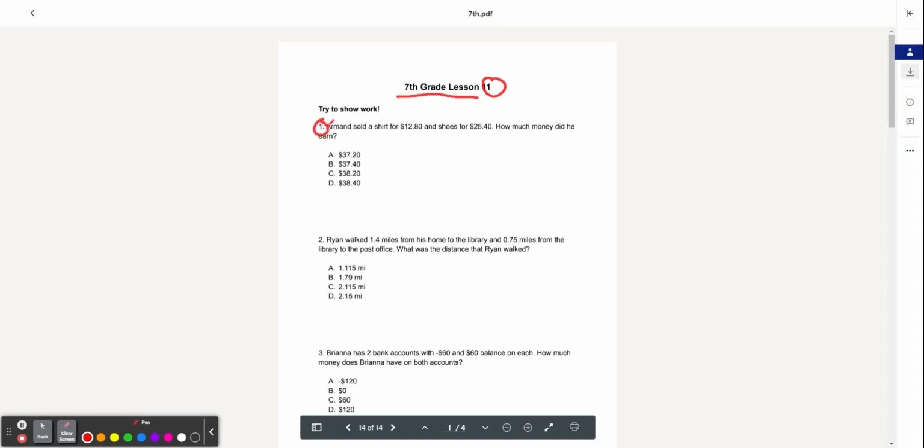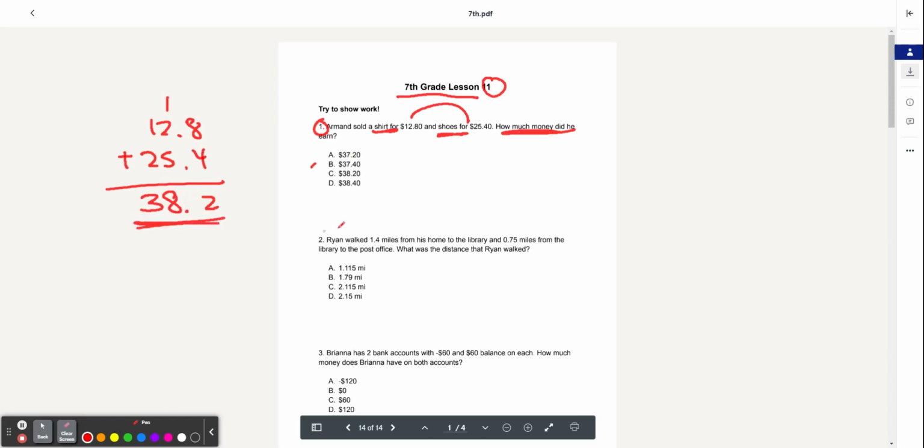So, let's get started with 1. Armand sold a shirt for $12.80 and shoes for $25.40. How much money did he earn? So, he sold 2 items, and to find out how much he earned in total, we just have to add these two values. So, 12.8 plus 25.4. When we add them together, we get 38.2. So our answer would be C.